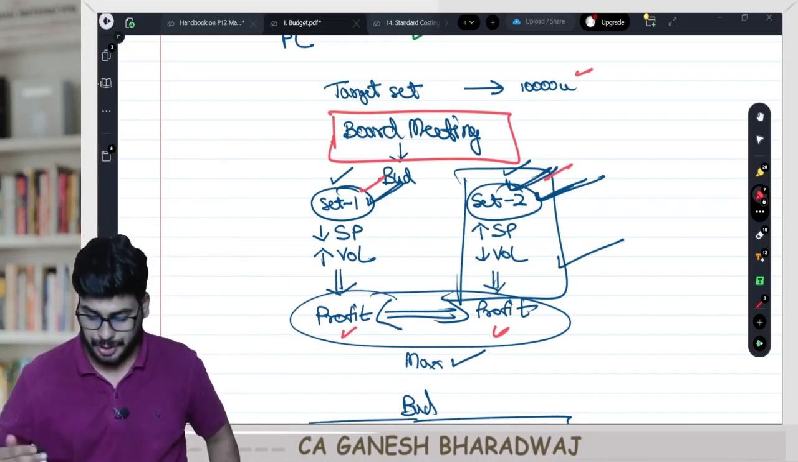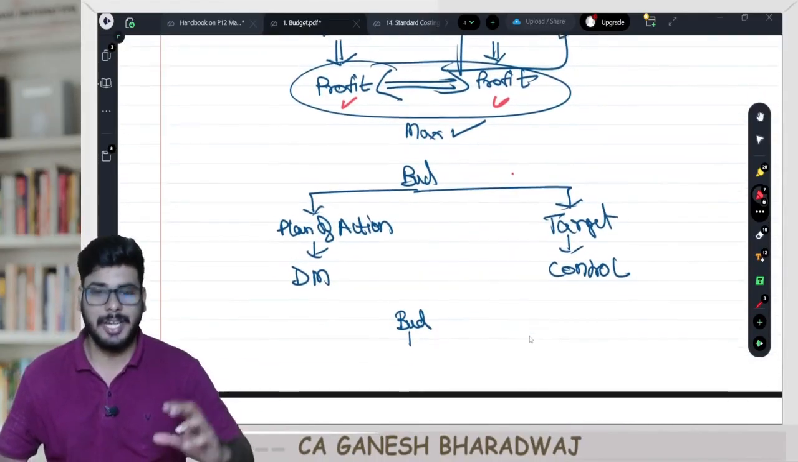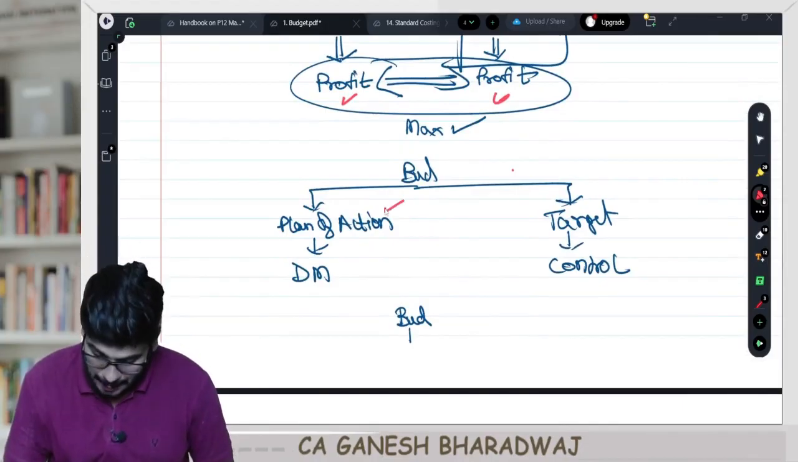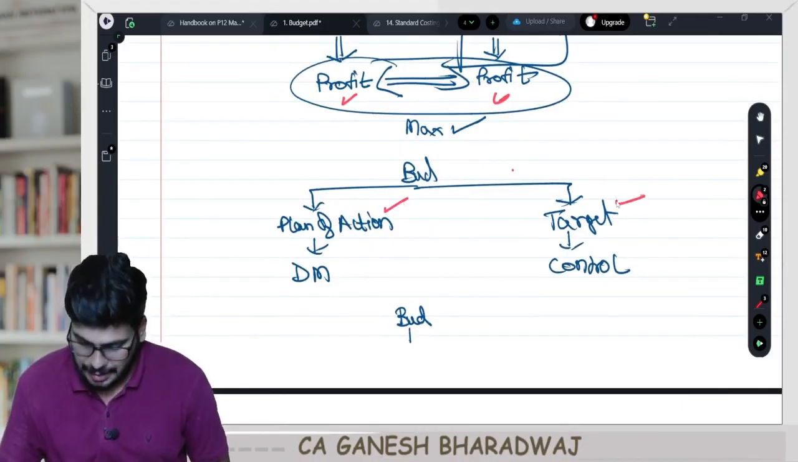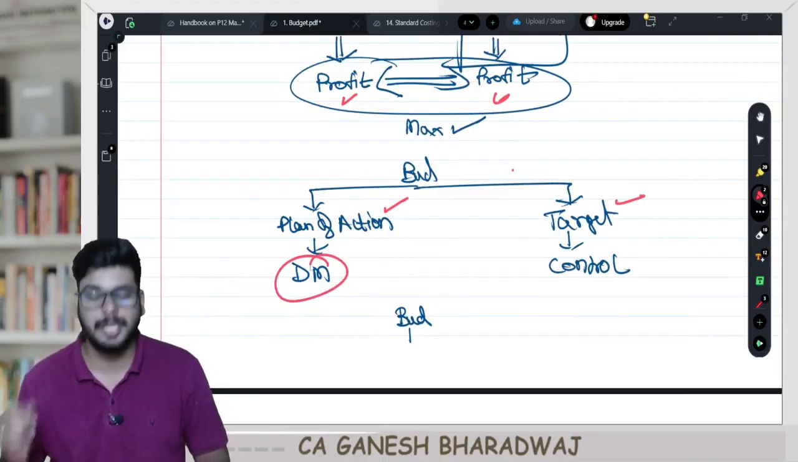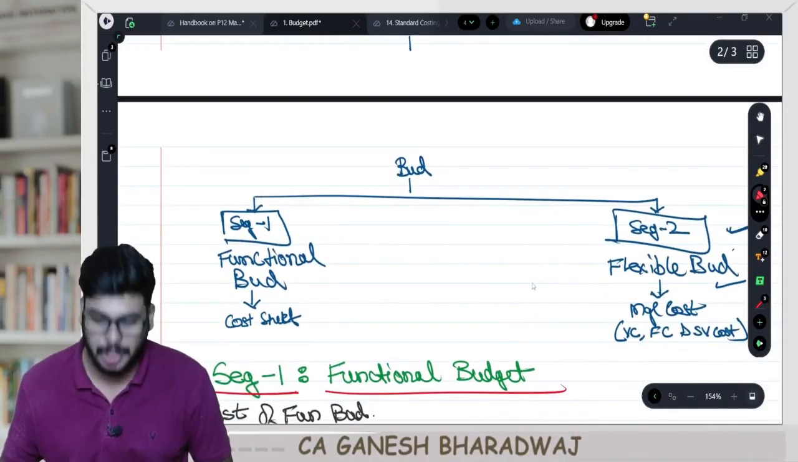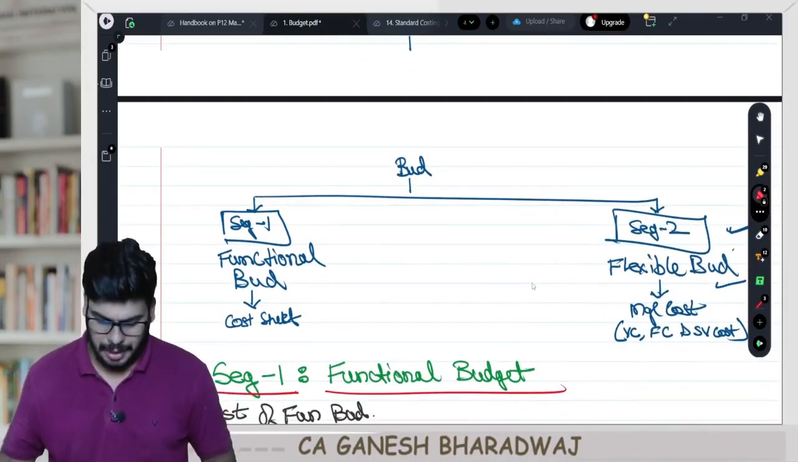Are you clear with this, guys? Yes. So now this is what this chapter says, right? So budget is basically a plan of action as well as a target. A plan of action because it helps you achieve the objective of decision making, and a target because it helps you achieve the objective of control. Clear with this, guys?